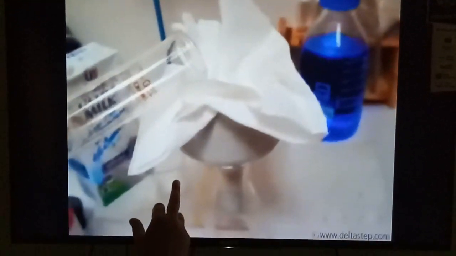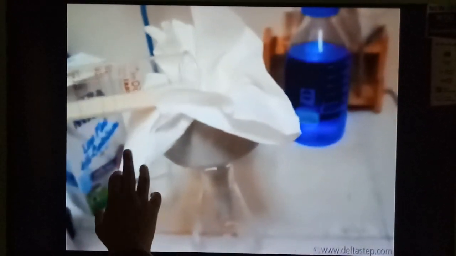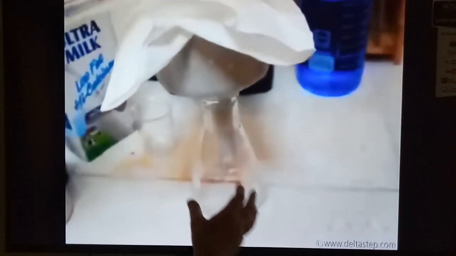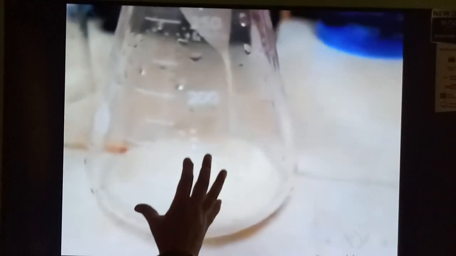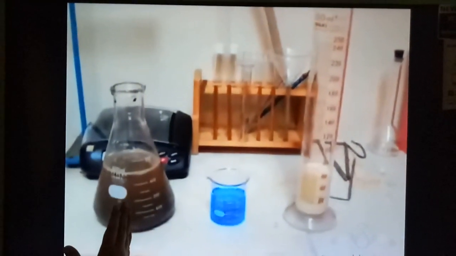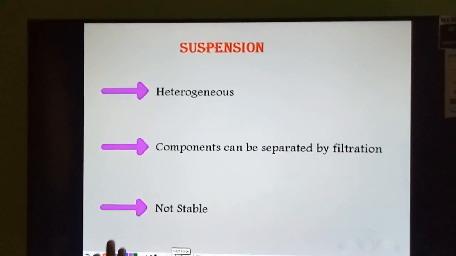Okay, and now here milk. When you add milk, milk also will pass through the filter paper. There is no residue left. So what are these three solutions now?